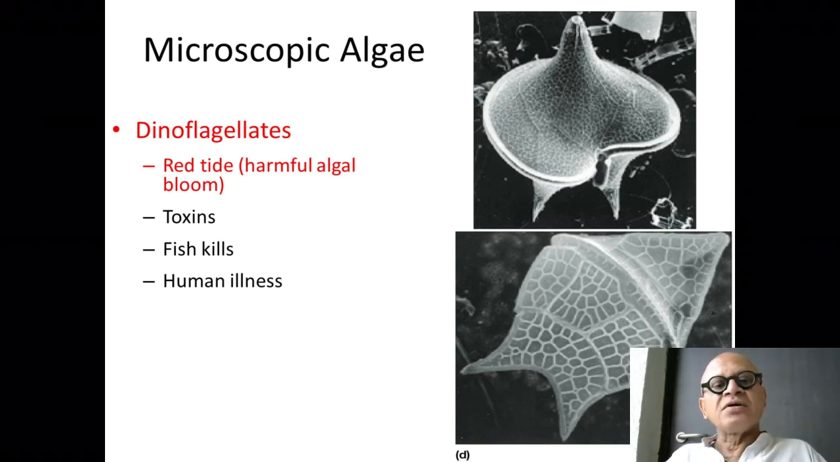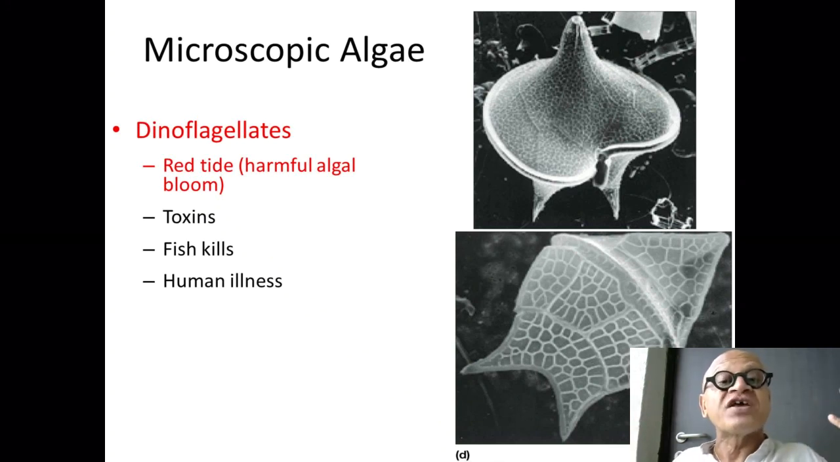Dinoflagellates are what form what are called red tides. They are harmful algal blooms, which means they usually produce some kind of toxins that can kill fish, for example, or they can also cause human illness. You have things like ciguatera, paralytic shellfish poisoning, amnesic shellfish poisoning, and so on, that we will see a little bit more of.